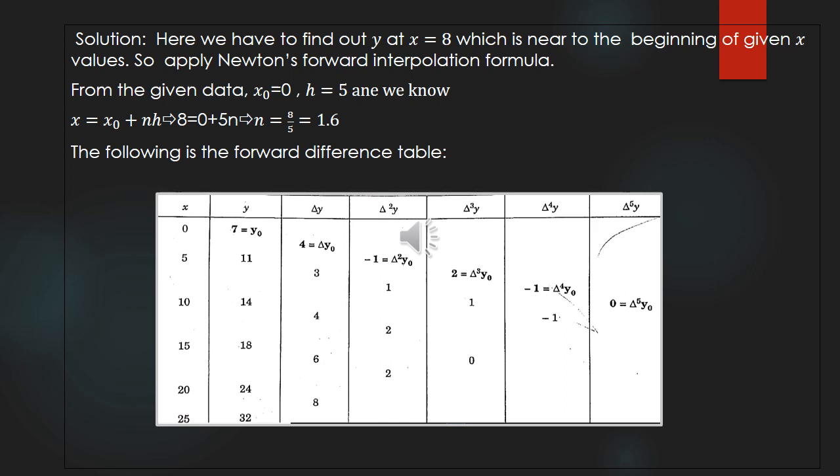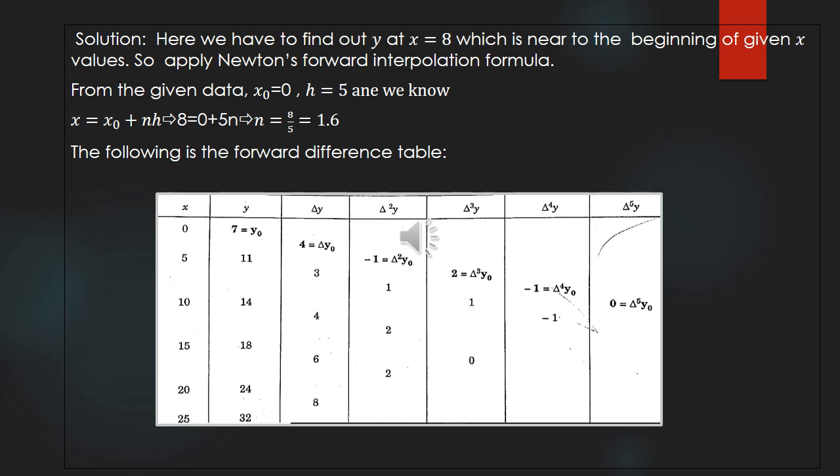From the given data, x0 is equal to the first given value of x, which is 0 here, and the x values are equally spaced. That is, the difference between two consecutive terms is the same. That difference is called h. Here h is equal to 5, and x equals x0 plus nh. Here x equals 8.